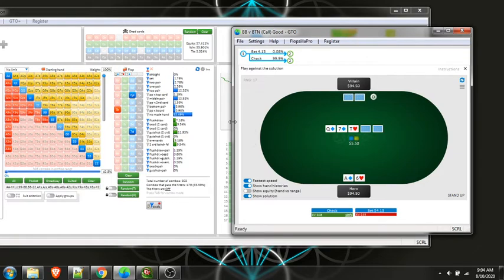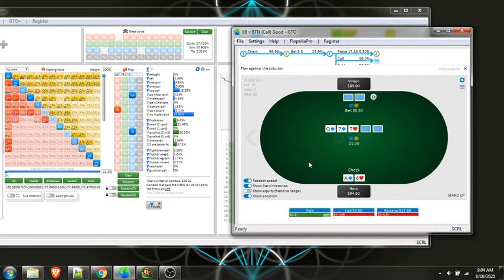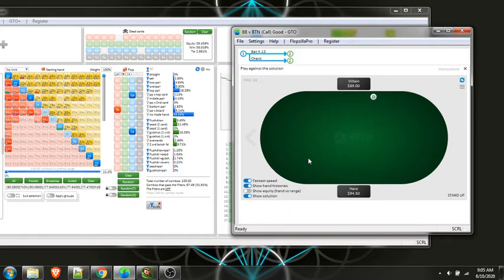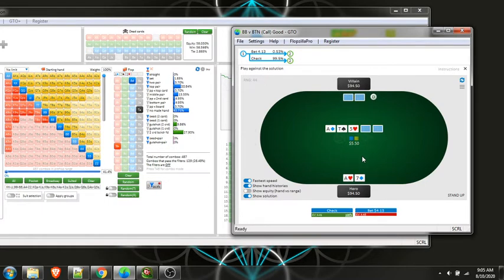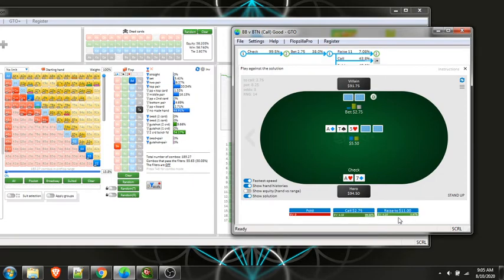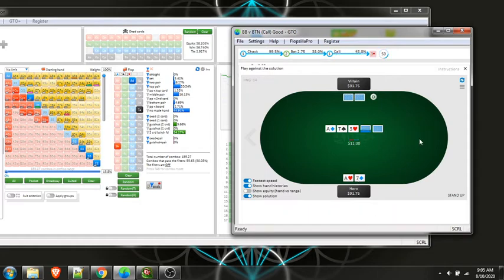Pocket 5s. Ace high with the diamond. Probably 35%. Fold. Ace with the 7 kicker, 65%, 75. Check. Oh, it doesn't say to raise. Okay. Yeah, it's a pretty abysmal kicker.